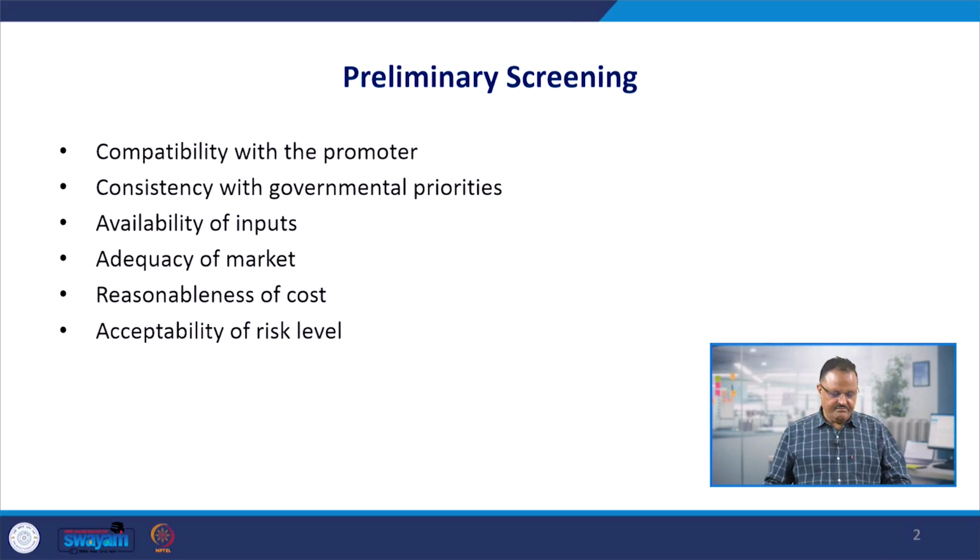Welcome students. So in the process of learning about the generation and screening of project ideas, now we'll take the discussion further, and in this process we will learn about the preliminary screening of certain ideas which are identified during the process of identification of the ideas, different ideas, multiple ideas, because we want to choose only one, but we should not have only one in our mind.